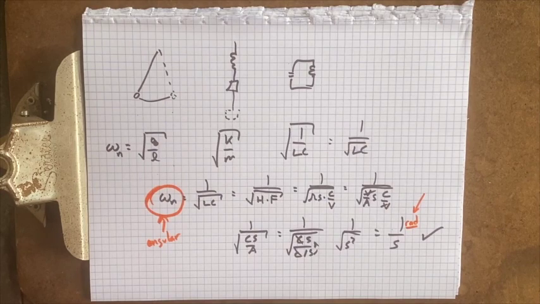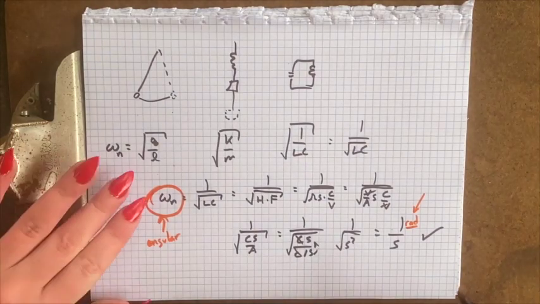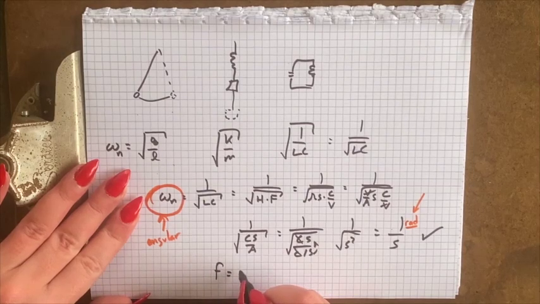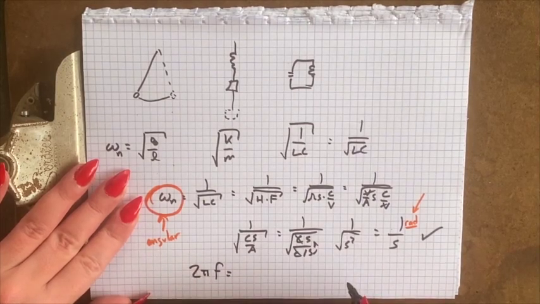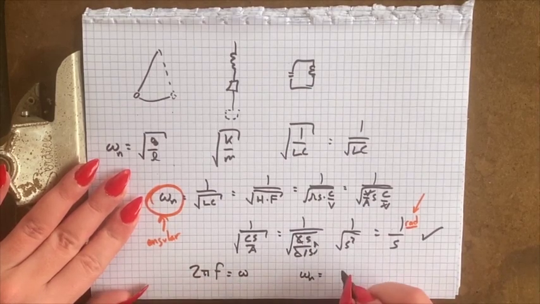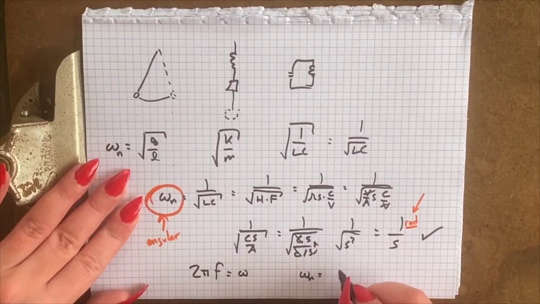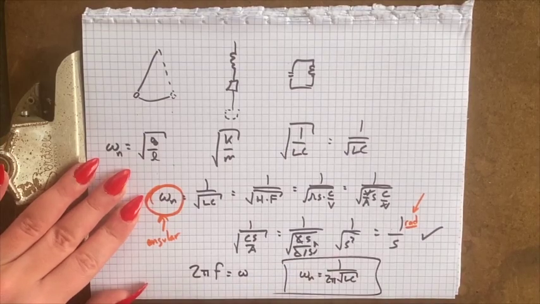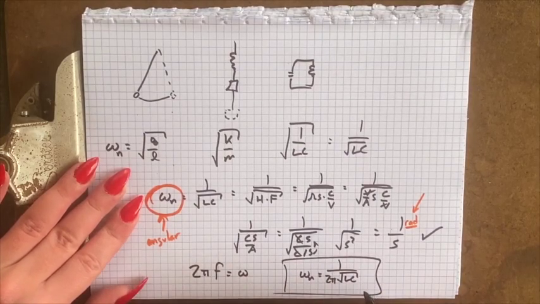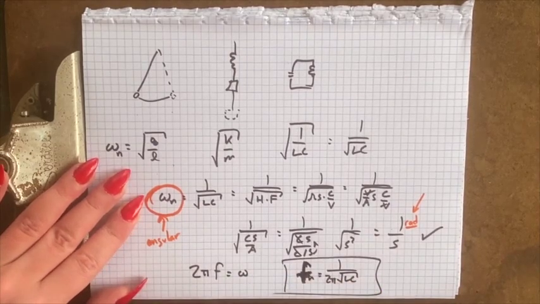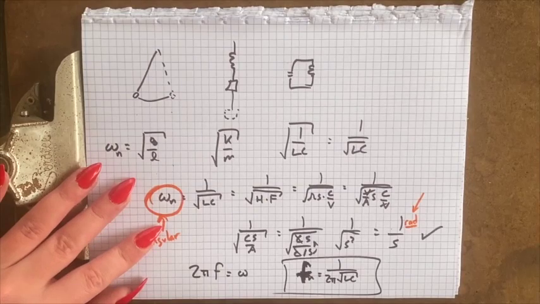So if you wanted to talk about the true linear frequency in this case, well, 2 pi radians per every oscillation gives us the angular frequency, so the natural frequency would be 1 over 2 pi square root of LC. So this is just something that maybe we need to keep in mind: not angular. The linear frequency would be omega divided by 2 pi.